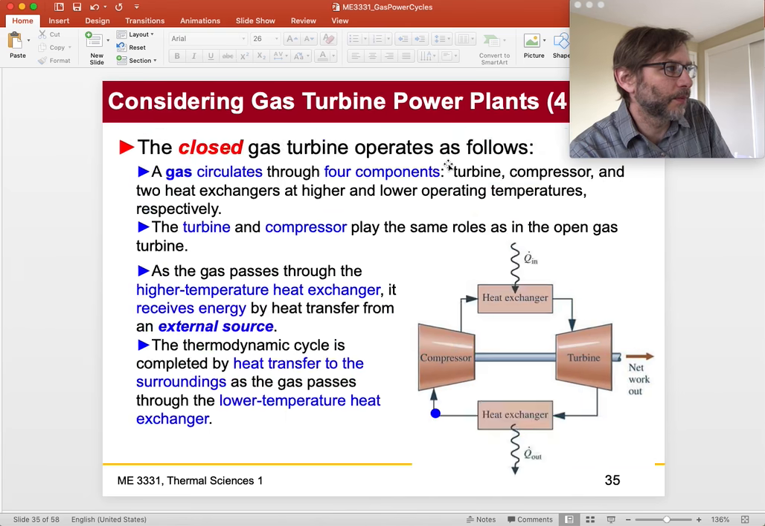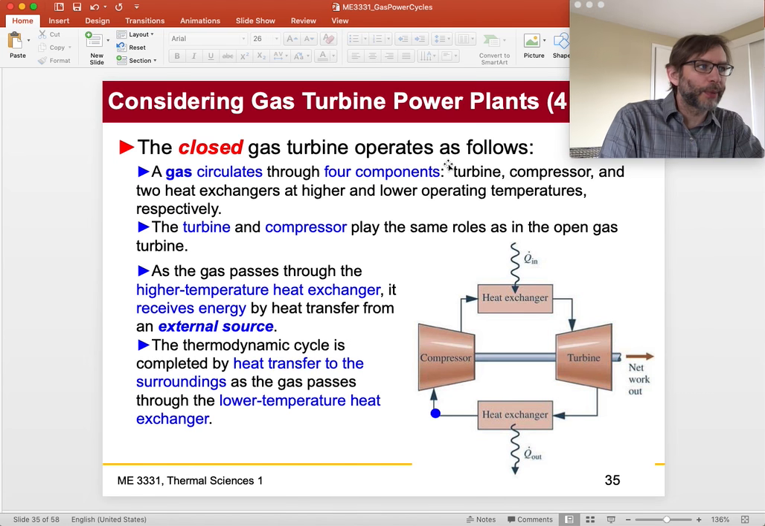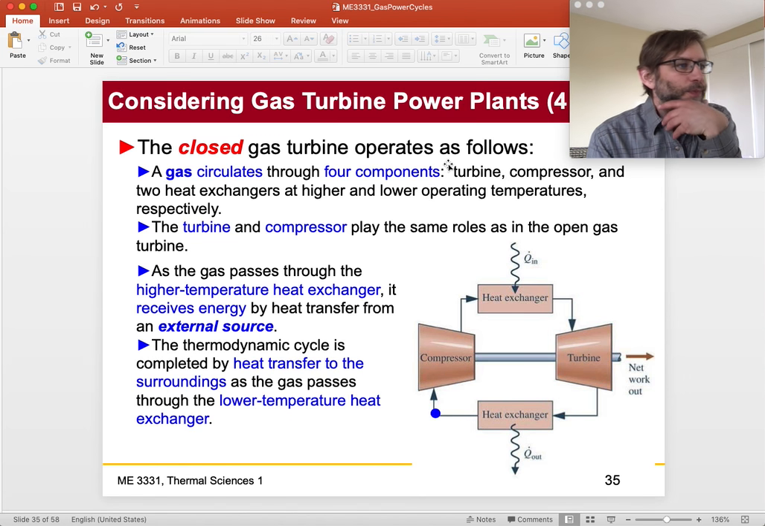Okay, let's see. The closed gas turbine operates in the following way. The closed gas turbine assumes there's a heat exchanger, and there's just the one working fluid that goes around, right? And a heat exchanger that drags the heat out of the gas, and then the air goes into the compressor.